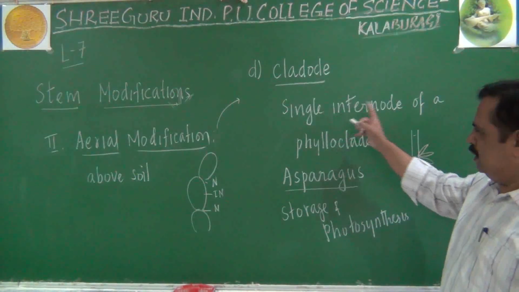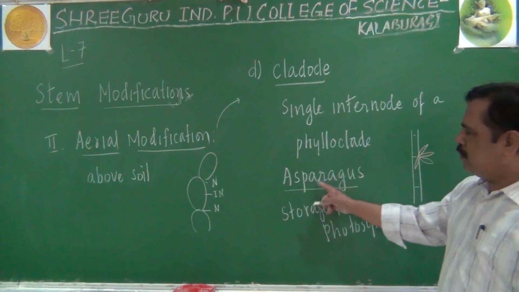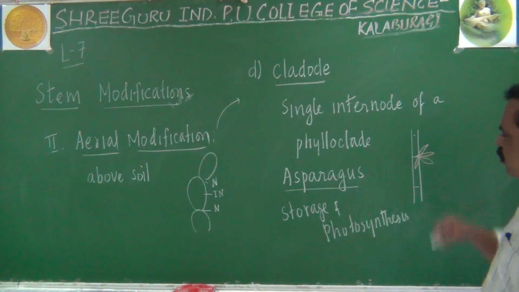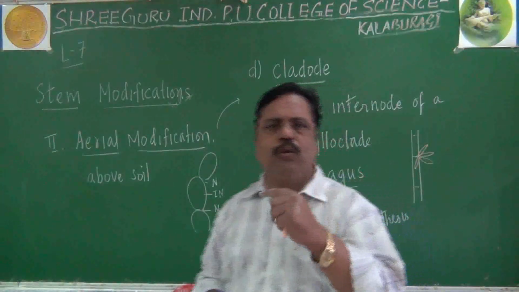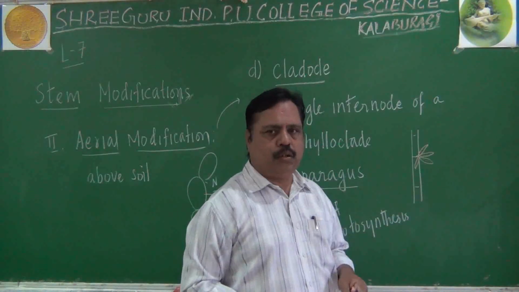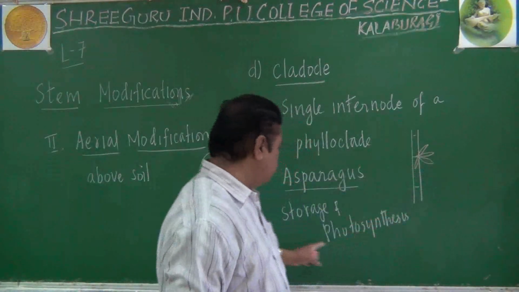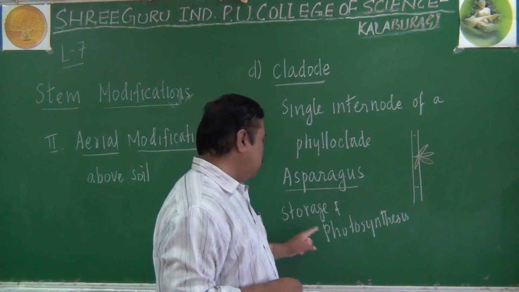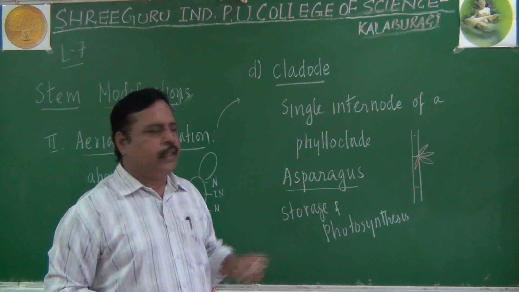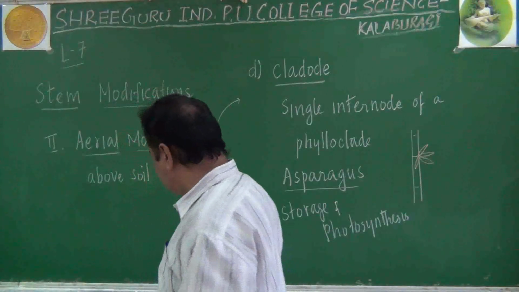So a single internode of a phylloclad can be called a cladode. An example for that is asparagus. In asparagus, the stem will produce many small outgrowths with a single internode only. They don't further become nodes and internodes. They are only one-internode branches of the stem. Such a branch is meant for two functions. One is storage, another one is photosynthesis. So what is this? It is a cladode. Example for that is what? Asparagus. Remember.